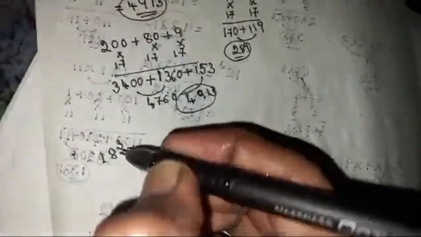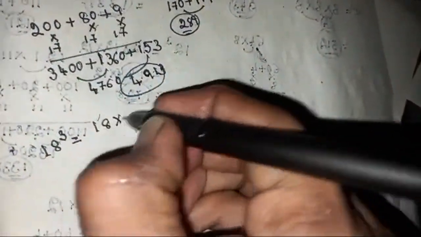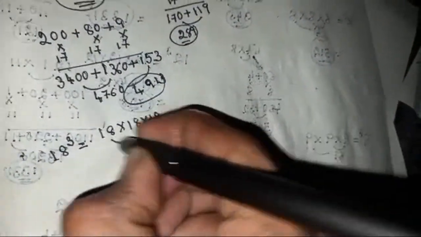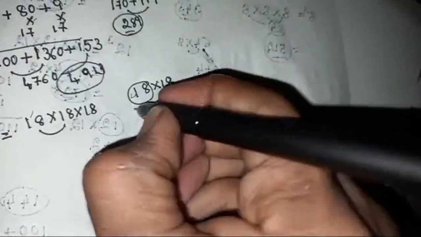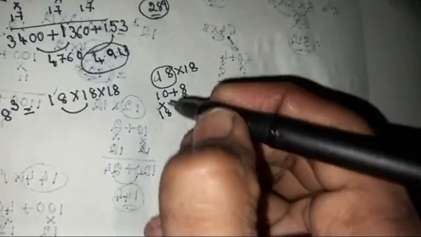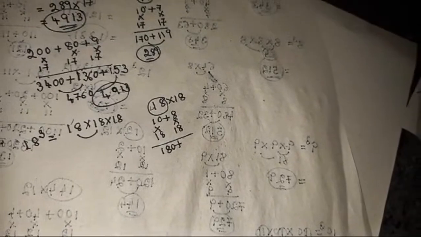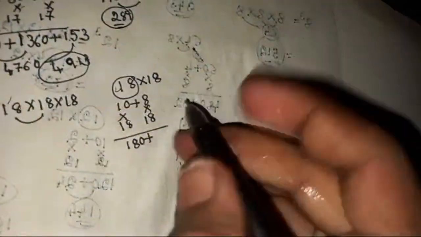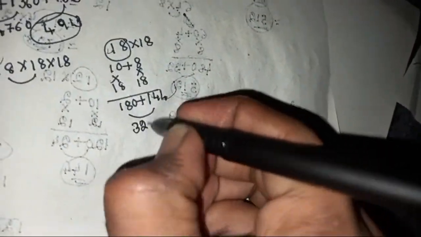4913. Let's take one more, which is going to become 18 cube. 18 cube can be written as 18 times 18 times 18. Now 18 times 18: 18 can be written as 10 plus 8. Here also 18 and here also 18. You're going to get here 10 times 8 is 180, plus 8 times 18, which is equal to 144. 144 plus 180 is going to become 324.